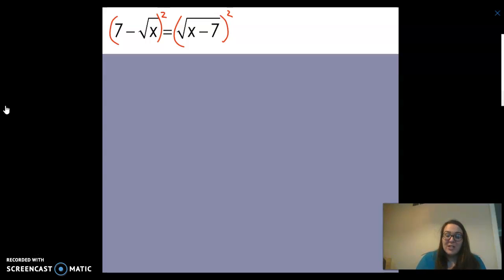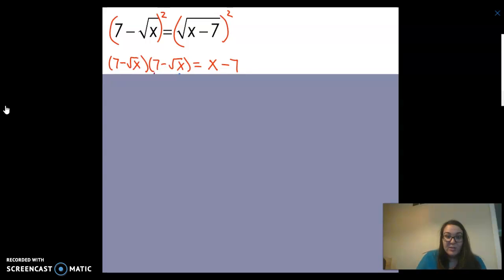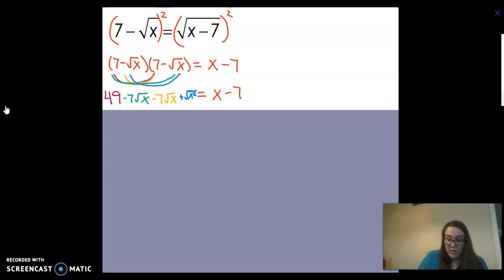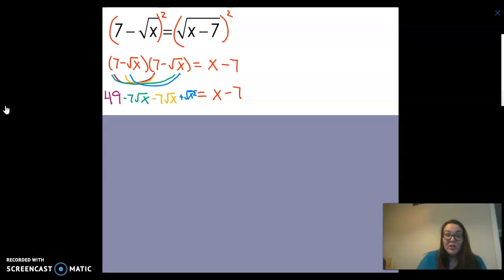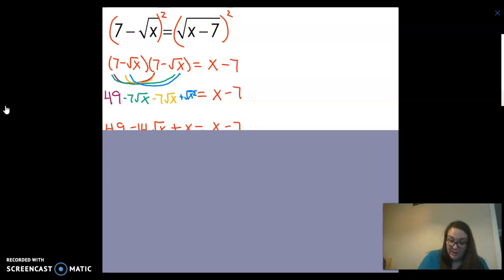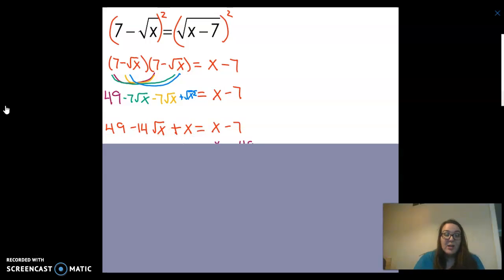Okay, so first, obviously, I squared both sides. On the right, yes, that's going to end up with the square root of x minus 7 squared being x minus 7. On the left, I wrote it twice. When you distribute on the left, again, I tried to color code there for you. That is what you should end up with. When you simplify on the left, combine anything that's the same, square root anything, that's what you should end up with.